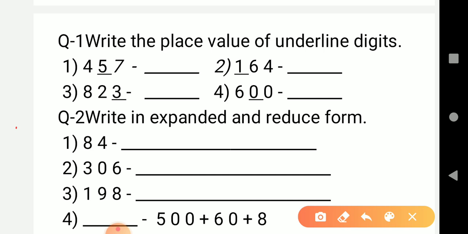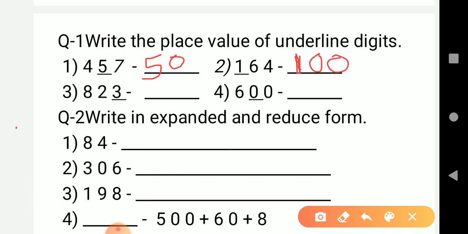Yes, we write 5, and 7 is in the ones place, so we write 0 for it. So the place value of 5 is 50. Okay, then 164, 1 is the underlined number. So here 1 stands in the hundreds place. So the place value of 1 is 100.